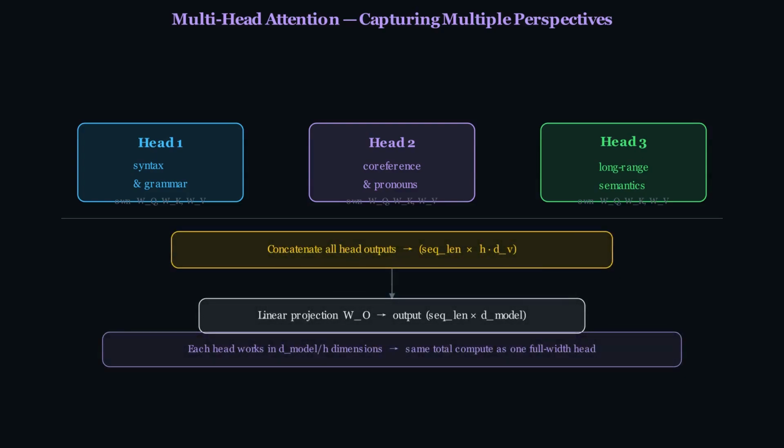Each head uses D_model divided by H dimensions. So the total computation equals a single full-width head, but with H times the representational variety. Vaswani used H equals 8 heads. Modern models use 32 to 128.